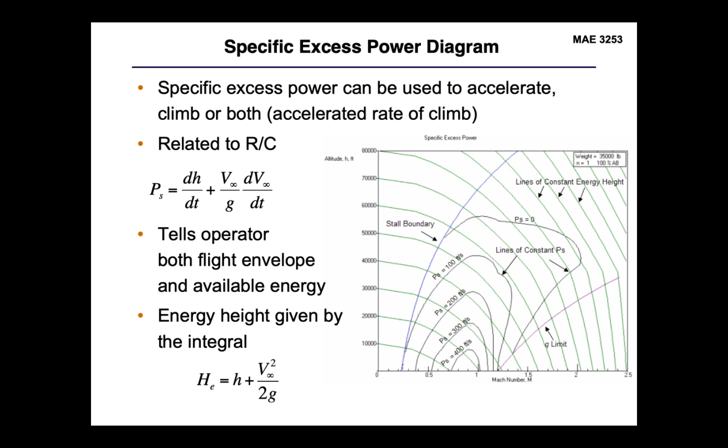You can determine how much of that excess power you want to go to increasing your altitude and how much you want to go to increasing the velocity of your aircraft. So instead of defining contours of rate of climb, now we define contours of excess power. This excess power can then be distributed between those two areas, either increasing potential energy or increasing the kinetic energy of the aircraft.